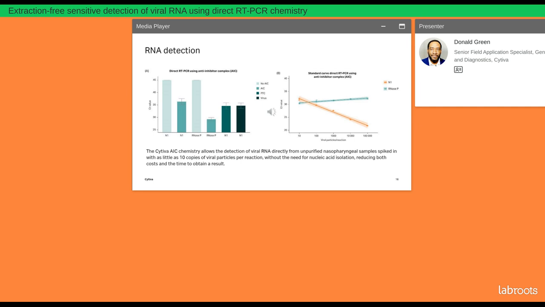So the next thing I want you to take a look at is to your right. You will see the standard curve really demonstrating the linear and sensitive detection of viral RNA across a wide range of viral loads.